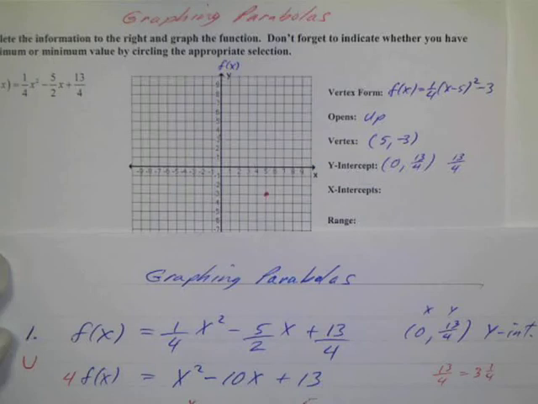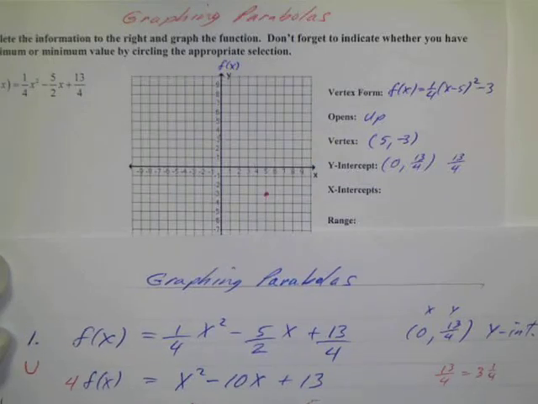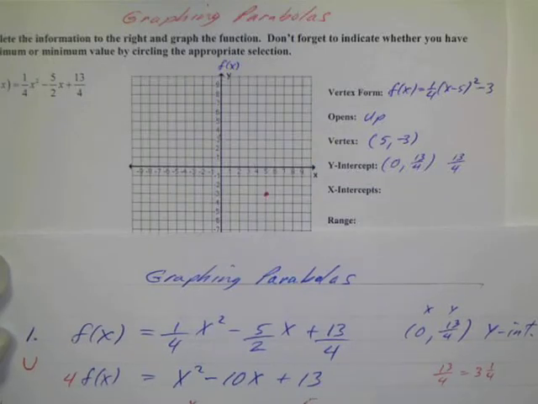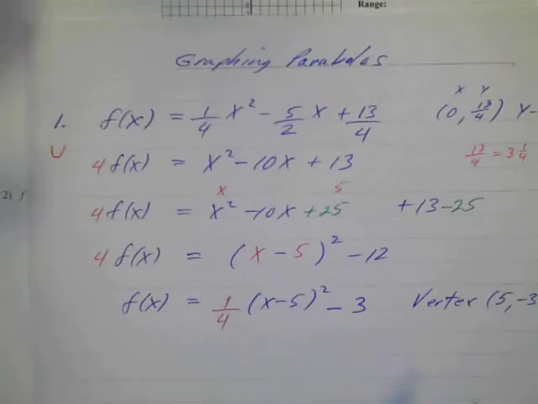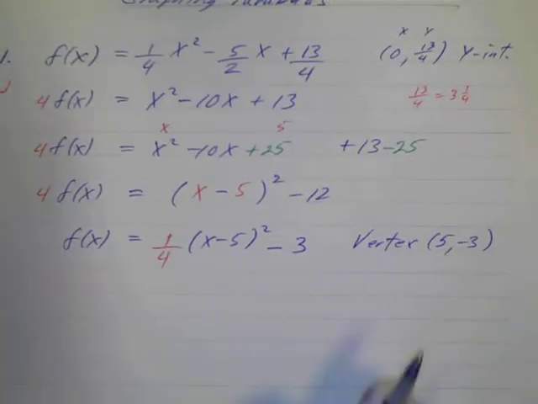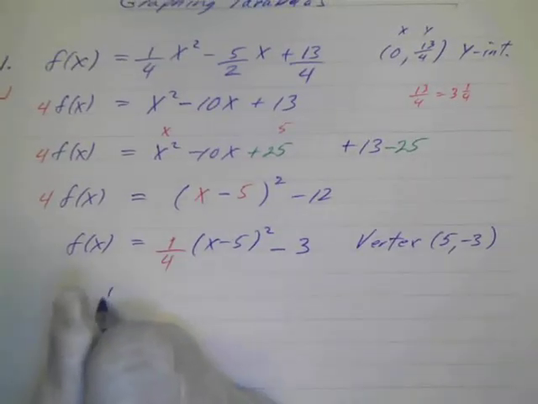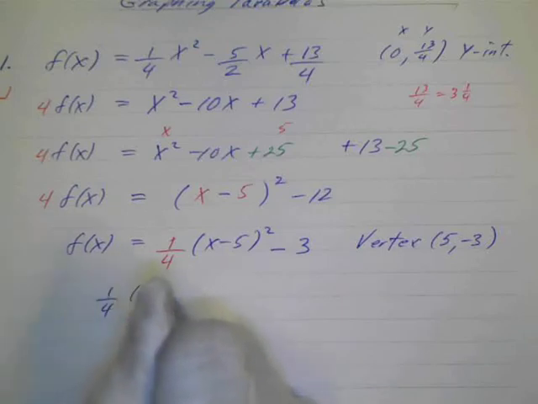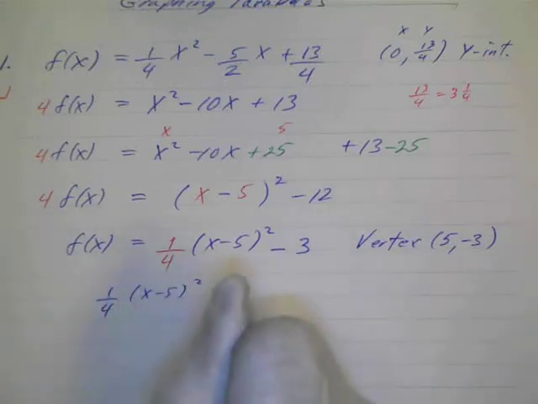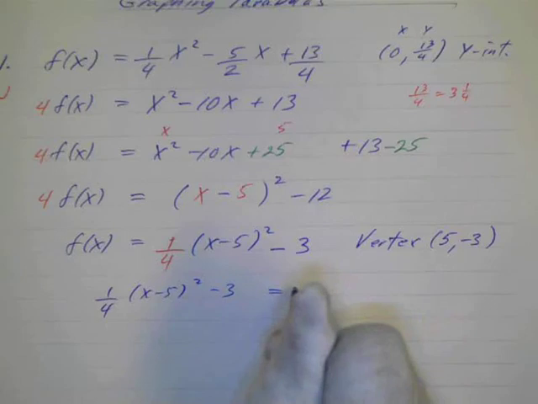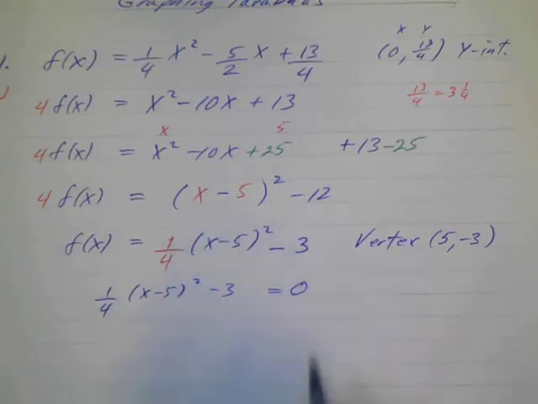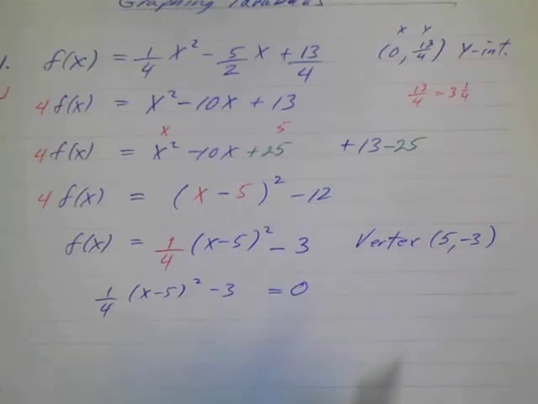Now there's a couple ways to do this, but since we already have it in vertex form, it's pretty easy to solve it for 0, so we'll just call this y. So we'll say 1/4 x minus 5 squared minus 3 equals f of x, or we'll just set that equal to 0. So we want to know when the vertical position is equal to 0. That's going to give us our x-intercepts. What I can do is I can add 3 to both sides, so I can have 1/4 x minus 5 squared equals 3.